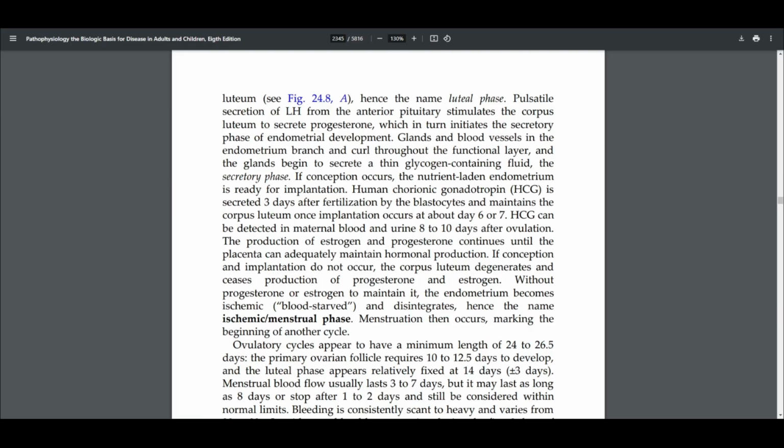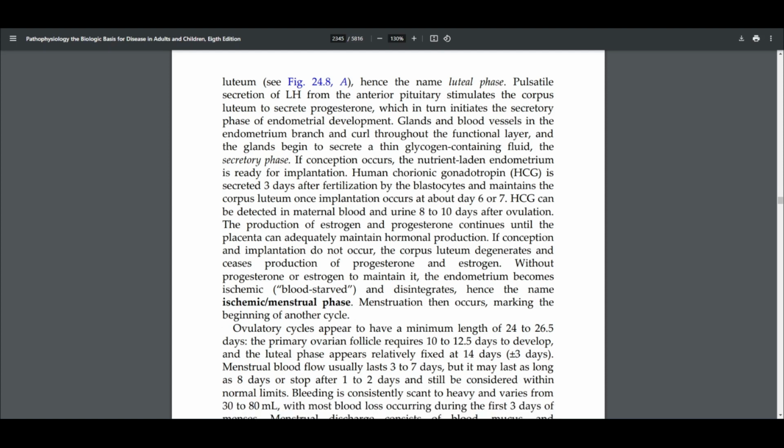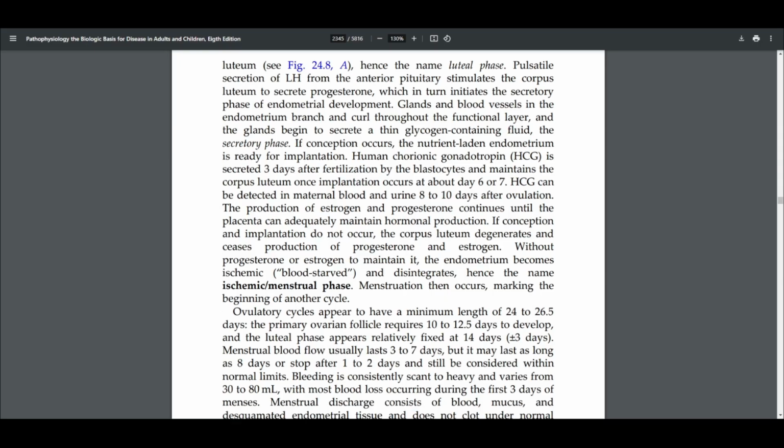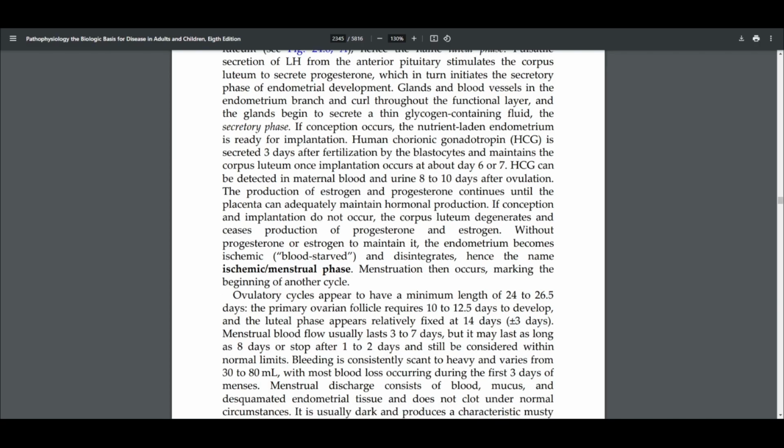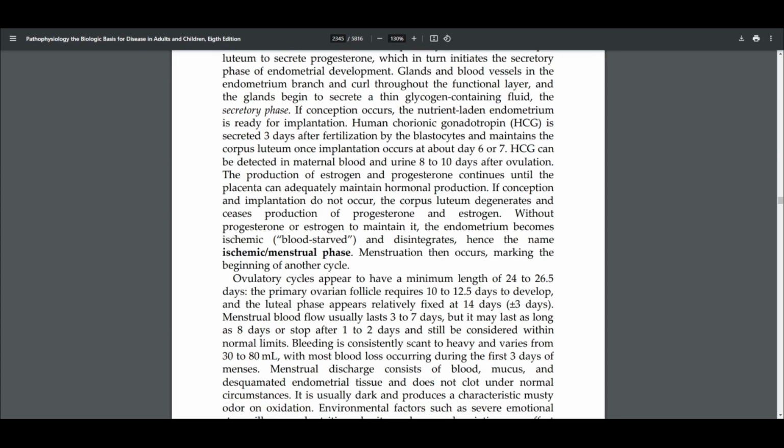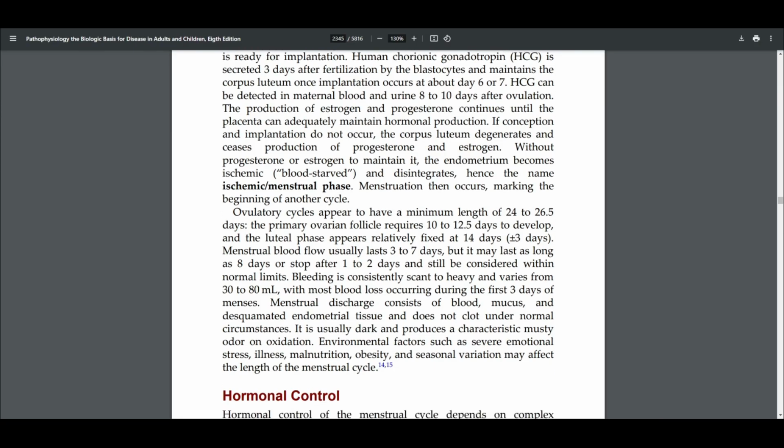Human chorionic gonadotropin can be detected in maternal blood and urine 8 to 10 days after ovulation. The production of estrogen and progesterone continues until the placenta can adequately maintain hormonal production. If conception and implantation do not occur, the corpus luteum degenerates and ceases production of progesterone and estrogen. Without progesterone or estrogen to maintain it, the endometrium becomes ischemic and disintegrates, hence the name ischemic menstrual phase. Menstruation then occurs, marking the beginning of another cycle.